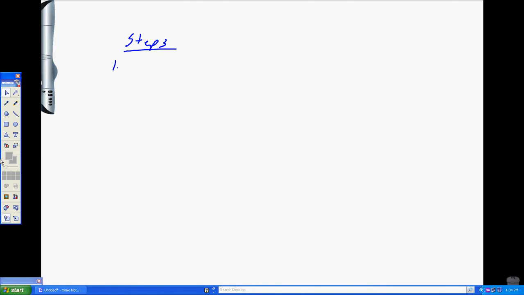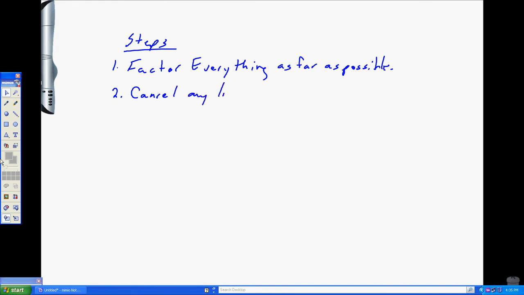So ignoring that, we'll go to step 2 here. Factor everything. Lots of people would say do your NPVs after, and I kind of agree with this too. Factor everything as far as possible. Some people will find their non-permissible values after they do the first 2 steps. Step 2, cancel any like factors. And by cancel, I mean divide them out so that they equal 1. And then step 3 would be find the NPVs, but like I said, you can do that at the start. So those are the only steps again.